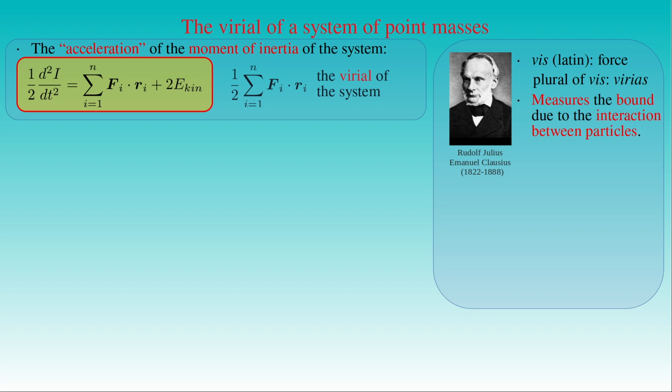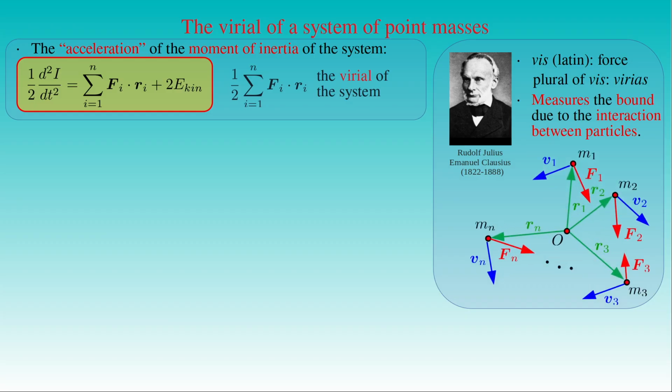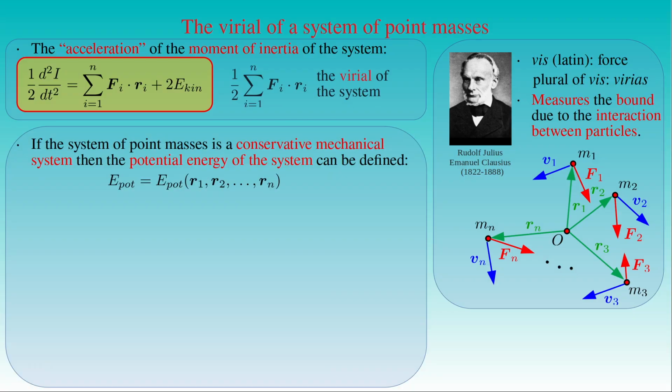Then the equation states that half the acceleration of the moment of inertia of a system of point masses is given by the sum of 2 times the virial, representing the forces acting on the system, and 2 times the kinetic energy of the system. If all the forces Fi acting on the point masses mi are conservative forces, that is, the system of point masses is a conservative system, then we can define the potential energy of the system as a function of the position vectors Ri of the point masses for the index i running from 1 to n.